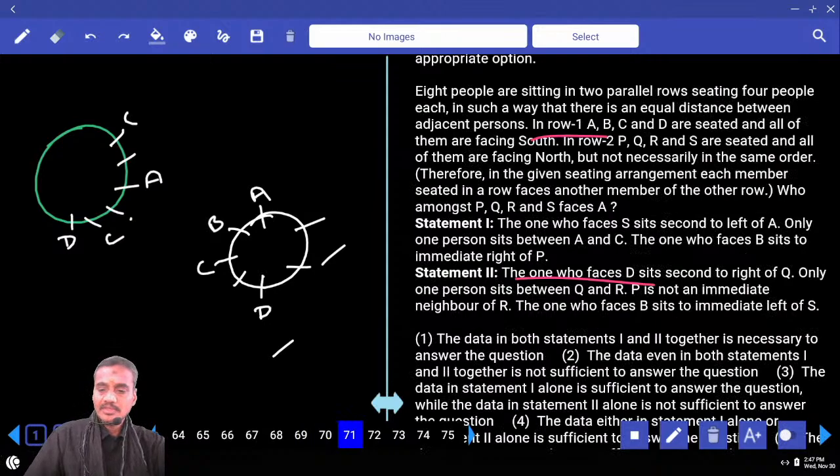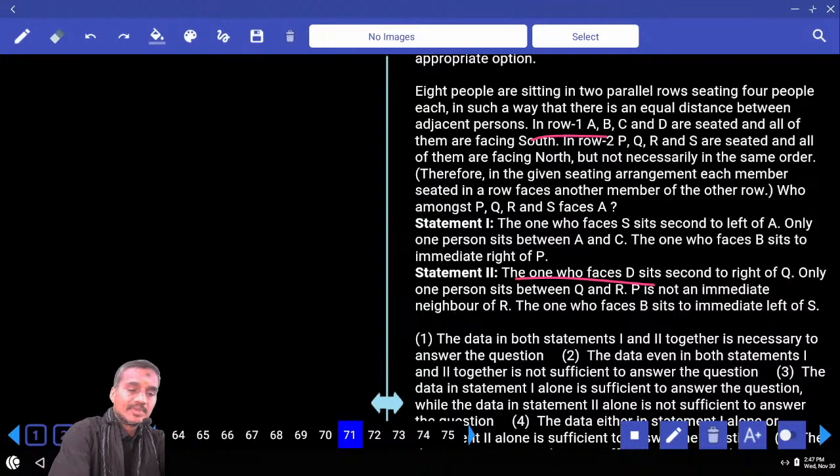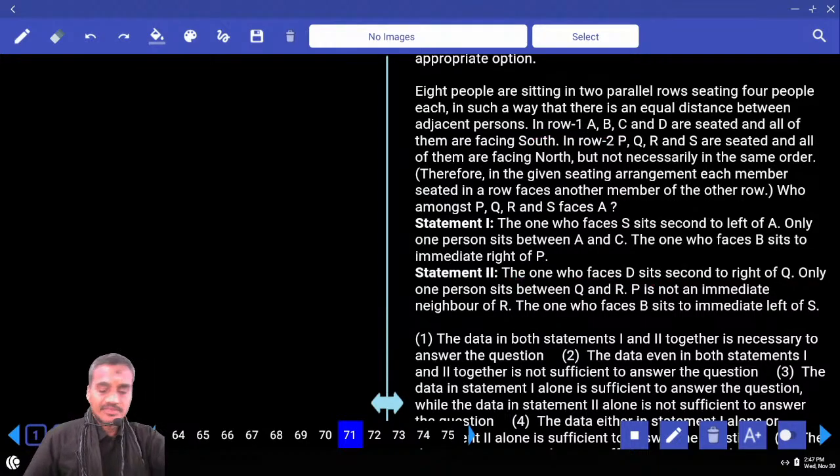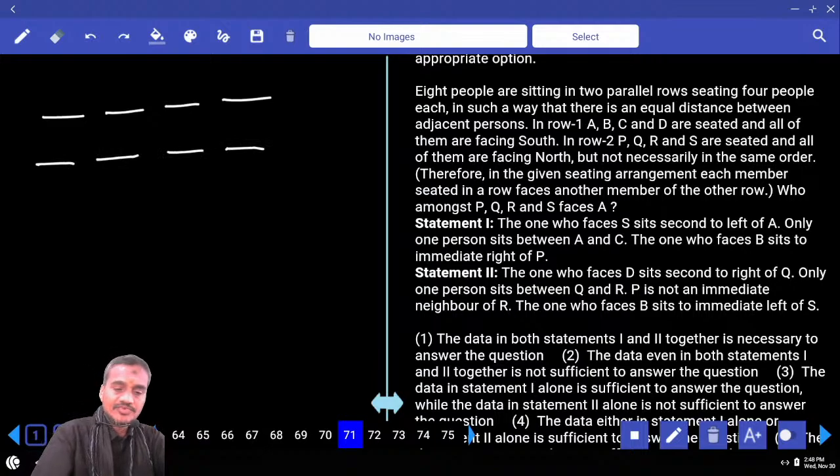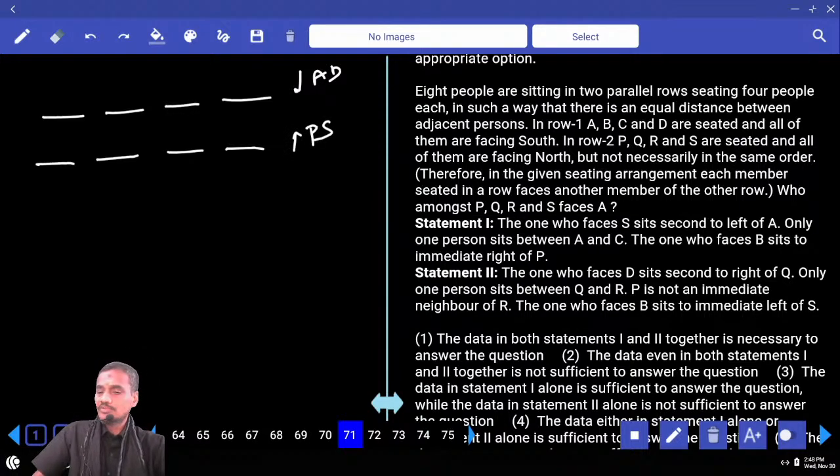Then 71. Now in this 71, 8 people are in 2 parallel rows, 4 in one row and 4 in the other row. A, B, C, D are facing towards south, and the remaining P, Q, R, S are facing towards north. Who among P, Q, R and S faces A? They asked who is opposite to A. Then we need to find out the one who is opposite to A.